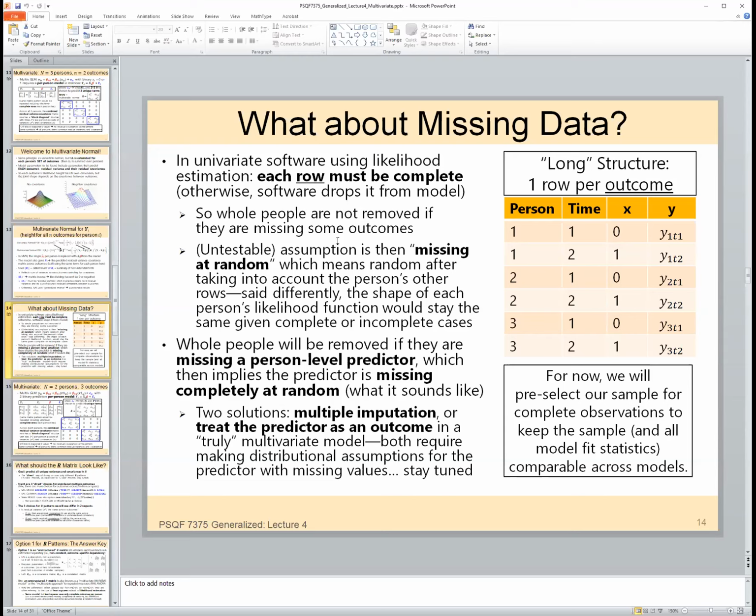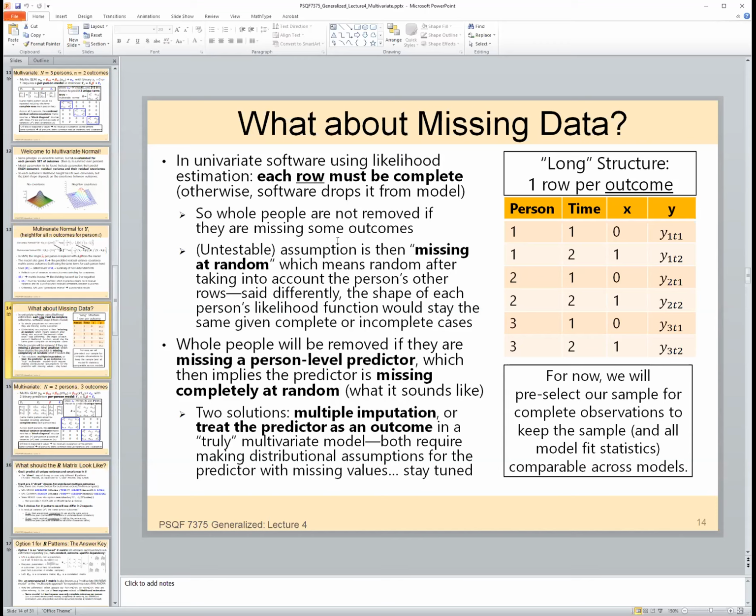So the use of likelihood estimation solves some problems with respect to missing data in that it allows you to maintain incomplete people because you get to keep the rows that are complete. But if anyone's missing predictors, they're gone. There are 2 solutions for that: multiple imputation and turning the predictor into an outcome, and both of them require distributional assumptions because you're functionally going to either complete them repeatedly with error or treat them as an outcome. I will show you how to do at least one of those later in the semester.